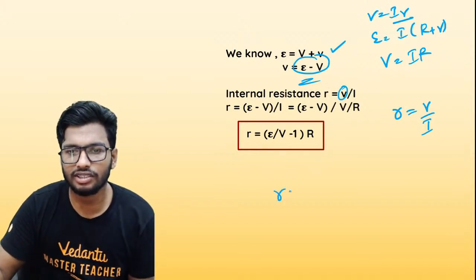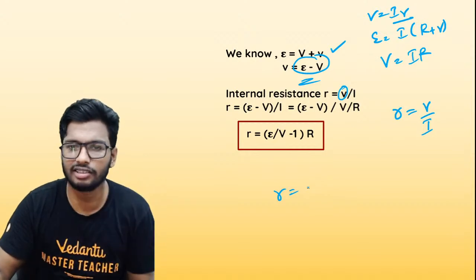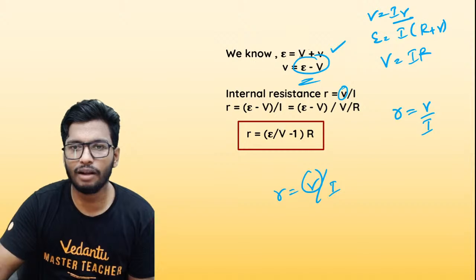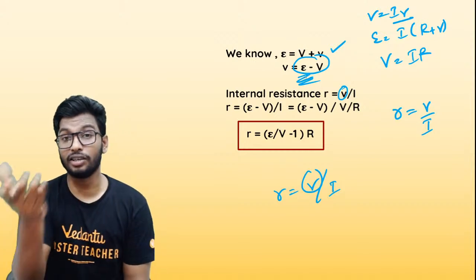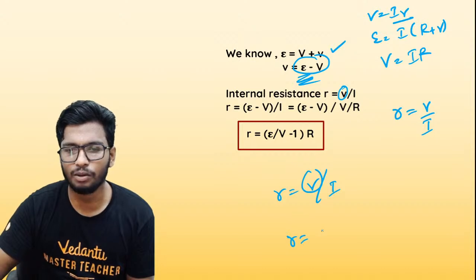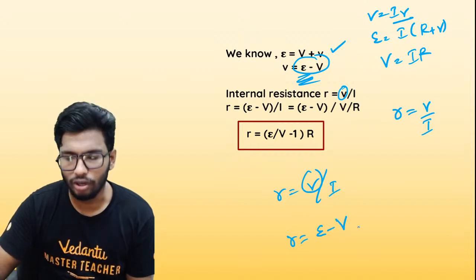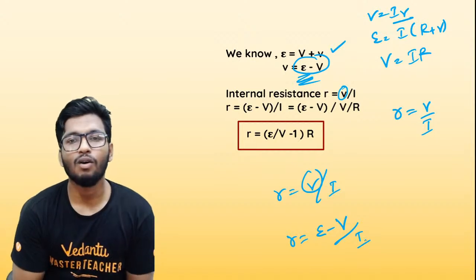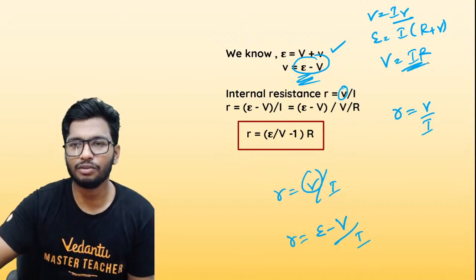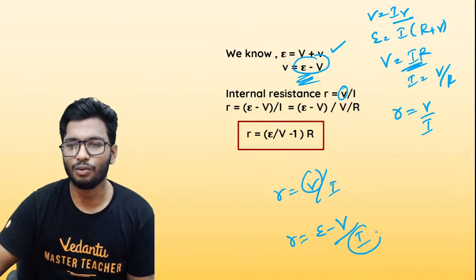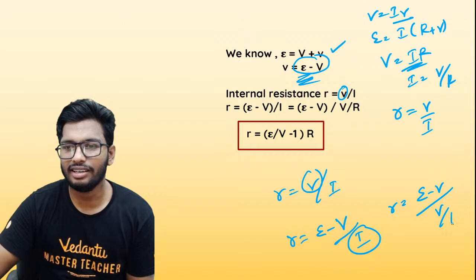So I'm going to substitute this equation over here. First of all, I'll write down the given data. Now, what is v? From this equation, v is epsilon, the EMF, minus the terminal voltage. I'll substitute that over here. So r is equal to epsilon minus V divided by the current. Now, what is current from this equation? Current is equal to V by R. Substitute that also over here. So what will you get? r is equal to epsilon minus V divided by V by R.